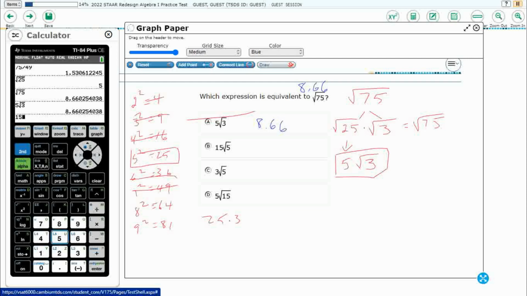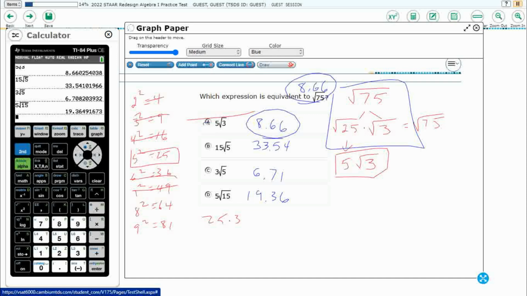So to double check, we could do that with all of these. I'm looking for B now. 15 square root of 5. Yeah, 33.54. 3 square root of 5. See, they took that and they just flipped it, right? So if we're not paying attention, we might do that. 6.71. Then our last one, 5 square root of 15. It's going to be 19.36. So this is how we factor it, but to double check, plug it into the calculator. You can write that down on the test, and see that 8.66 lands with both of those. So my answer here is going to be A.